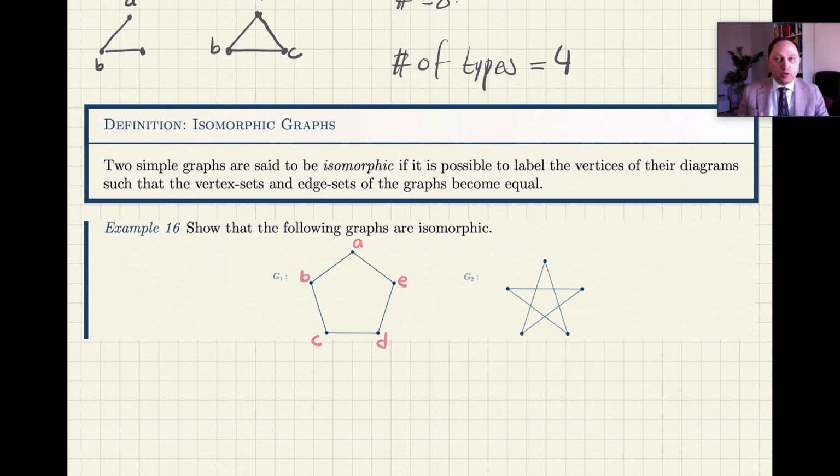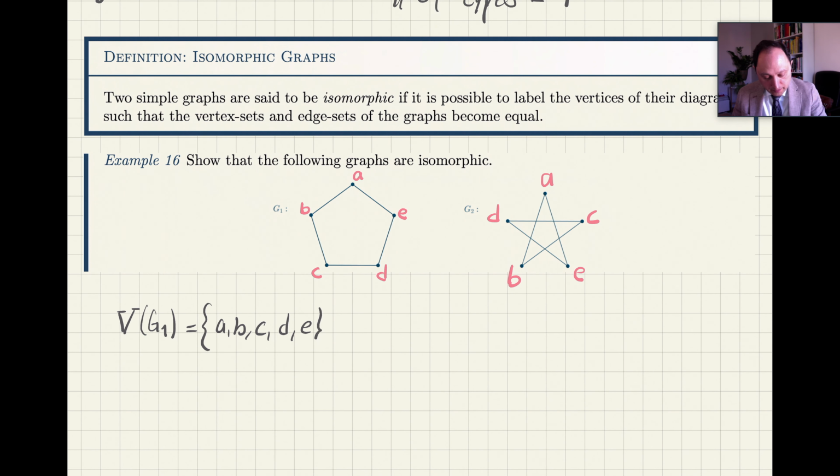Now let me ask you, if I ask you what is the vertex set of graph G1, clearly you say A, B, C, D, and E. If I ask you the same question now for graph G2, you will say the same thing, yes? Okay, so they are equal.